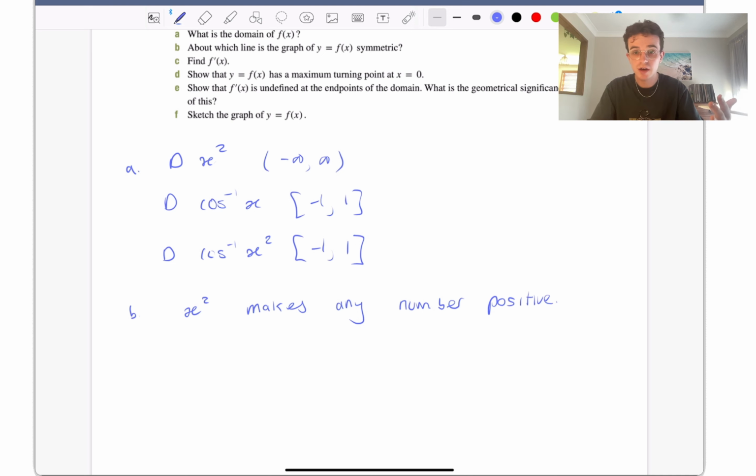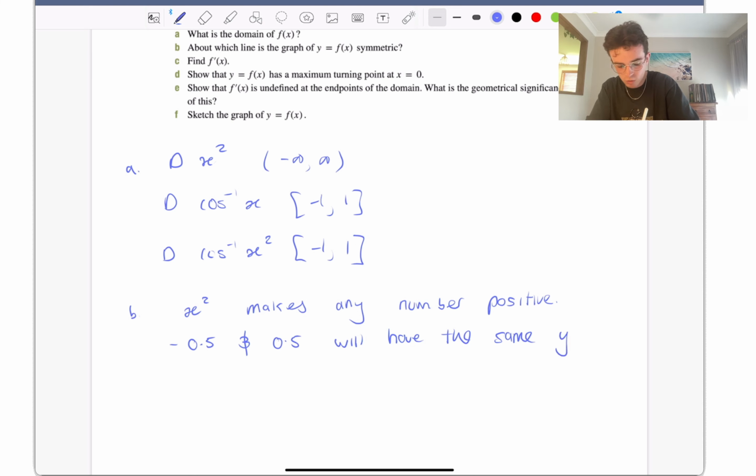So minus 1 squared is 1, 1 squared is 1, minus 2 squared is 4, 2 squared is 4. Any negative number becomes positive. And that means that the absolute value of any x coordinate goes to the same y coordinate. So we might say that minus 0.5 and 0.5 will have the same y coordinate. Therefore it is symmetrical around the y-axis, or x is equal to 0.